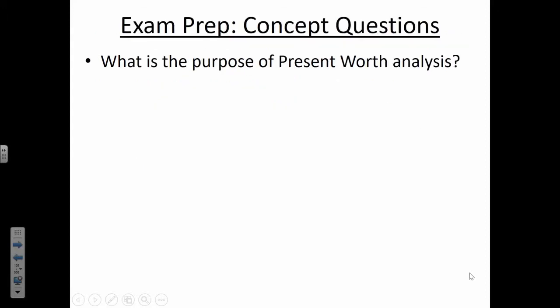So why do we do present worth analysis? This is just an illustration of some of the concept questions that you might get during a test, just so it's not so unfamiliar. We haven't done a lot of concept questions in the in-class exercises or on the homework assignments. So here's a few just to whet your appetite. So what's the purpose? Anyone want to take a stab at that one? Why do we apply that present worth analysis?